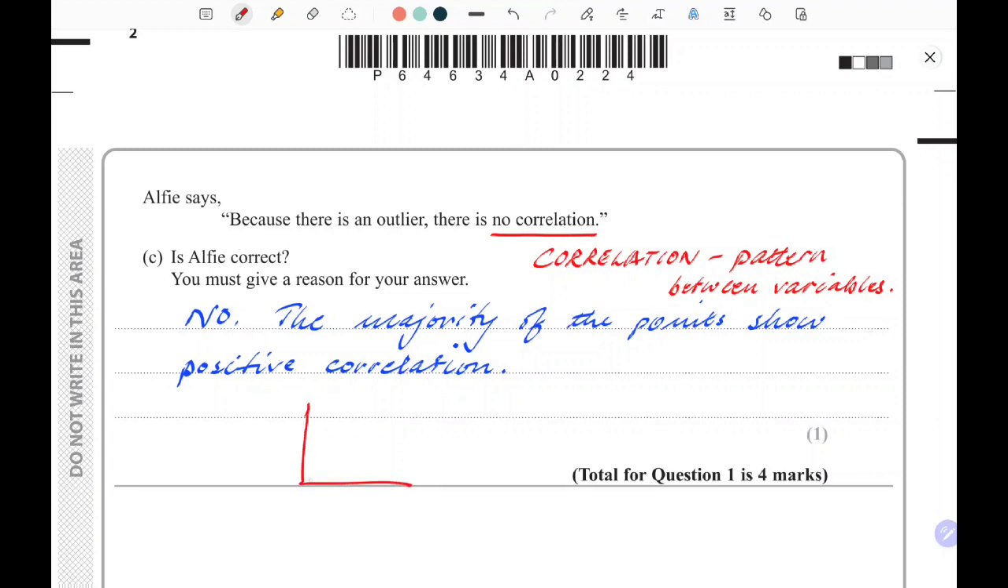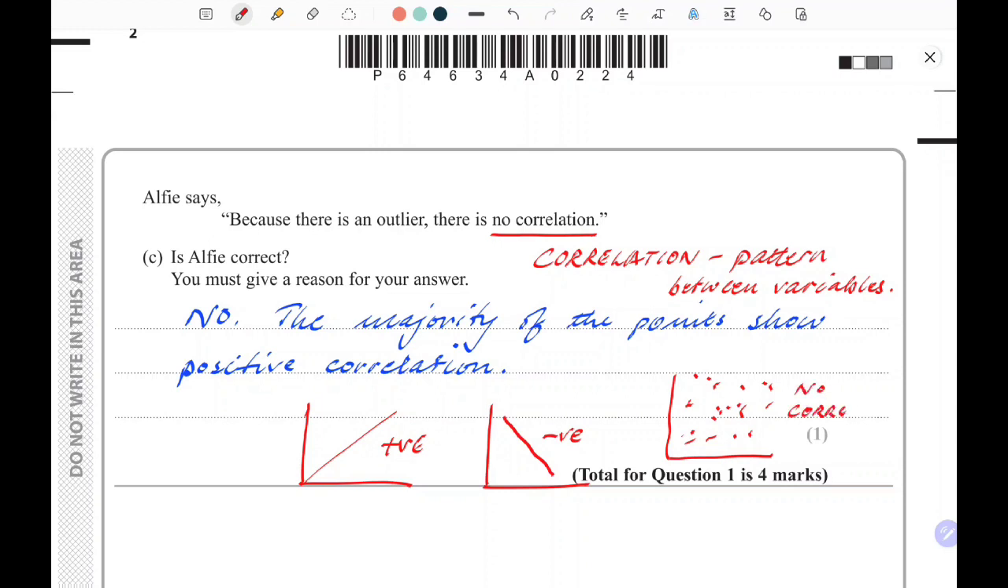In a graph where, as one value increases, the other increases, that's called positive correlation. Something like that, as one value goes up, the other one goes down, that's negative correlation. And if you had, for example, things scattered all over the place like that, that's no correlation, zero correlation.